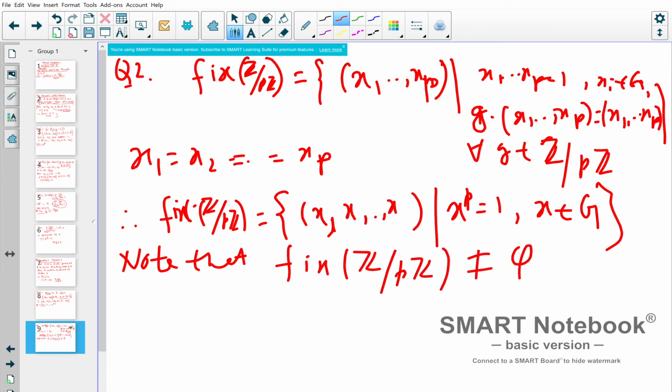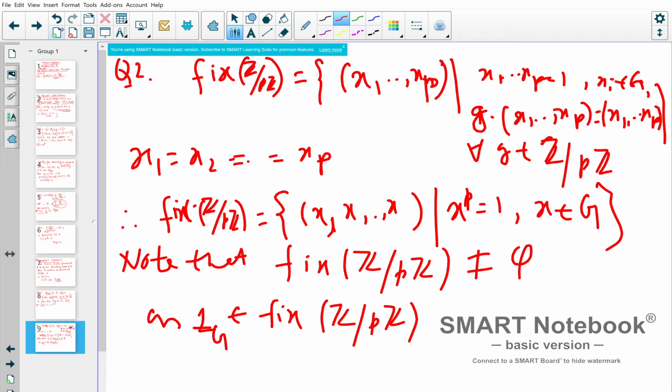Why non-empty? As the identity belongs to that. Identity of Z belongs to Z mod pZ, because this is invariant under the actions of any element of Z mod pZ, and also 1 to the power p equals 1, right? So this is a non-empty set, we already found out.